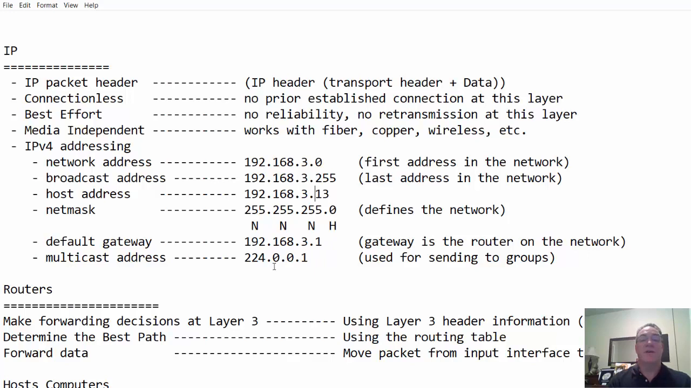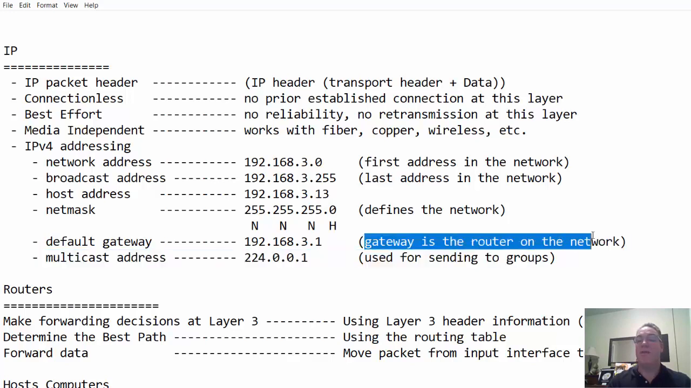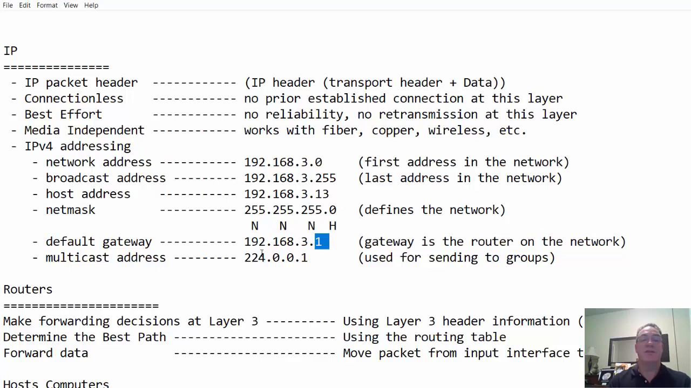Okay, so also on an IPv4 network, if you're going to be able to communicate outside of the network, you need a default gateway. The default gateway is the router on the network. It's how you get to other networks. Oftentimes the default gateway will be the first address on the network. So in this case, I'm 192.168.3.13, and my default gateway, the way out of the network, is 192.168.3.1.